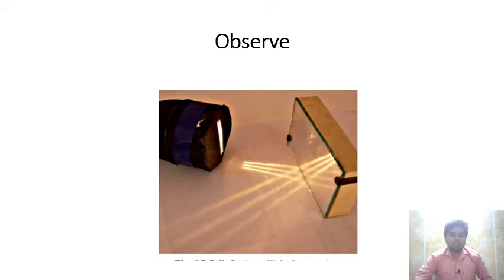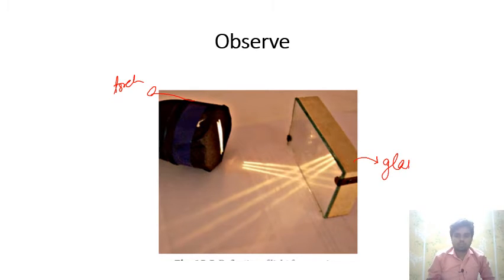So in this image you can see something. What you can see, you have to tell me. There is one torch, there is one glass. Okay, there is one torch and there is one glass also. So students, this is a torch, and the complete torch is covered by black.